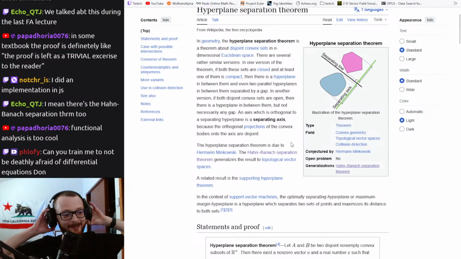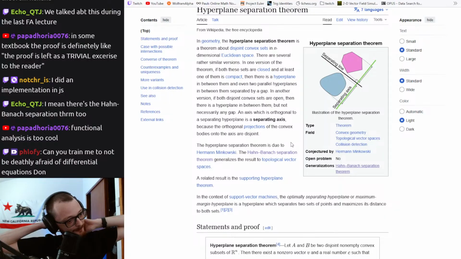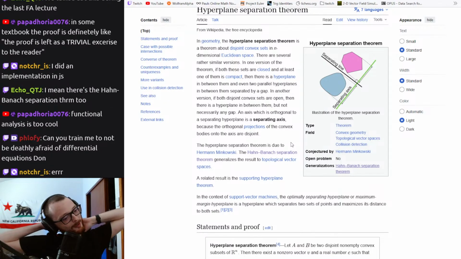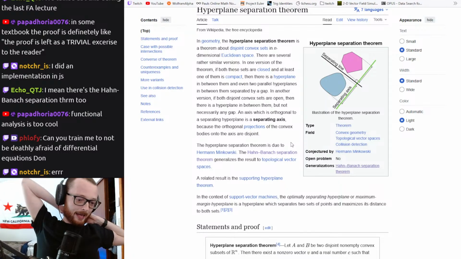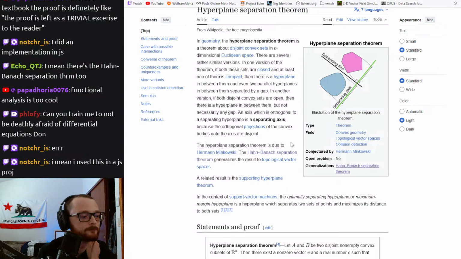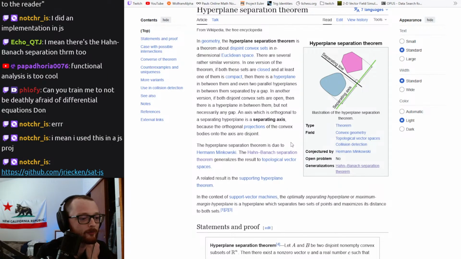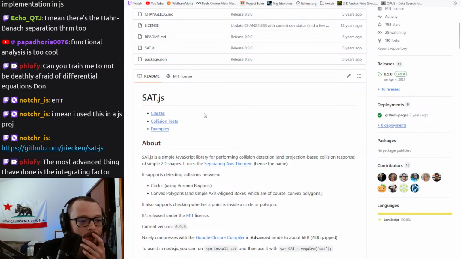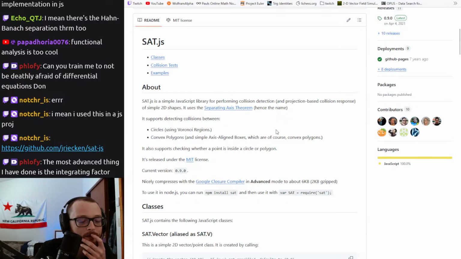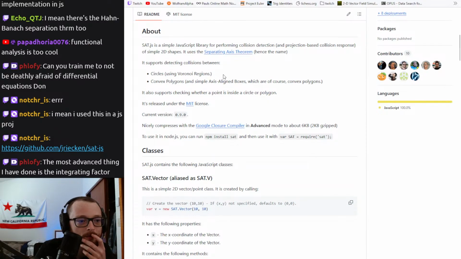I personally love differential equations. Where are you at in your studies of them? Have you taken a class yet, or you use it in a JS project? Okay. Functional analysis is too cool. I know almost nothing about it. It's on the bucket list for things that I want to study. Probably won't happen anytime soon though.